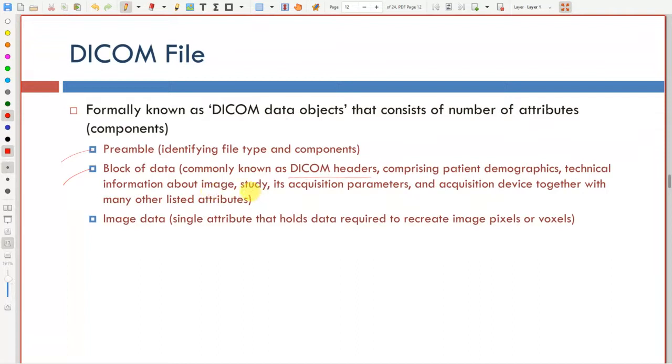The study itself, for example if you have T1 weighted, or CT of the brain, whatever. So you mention exactly what study was done. The acquisition parameters are a part of that. The acquisition device is also part of what we talk about as the technical information.